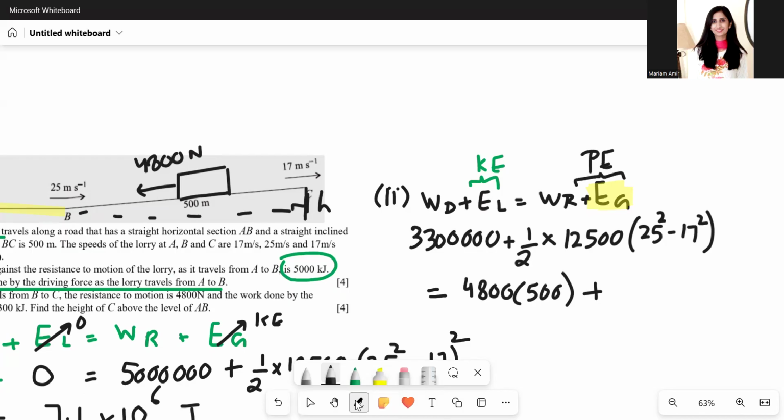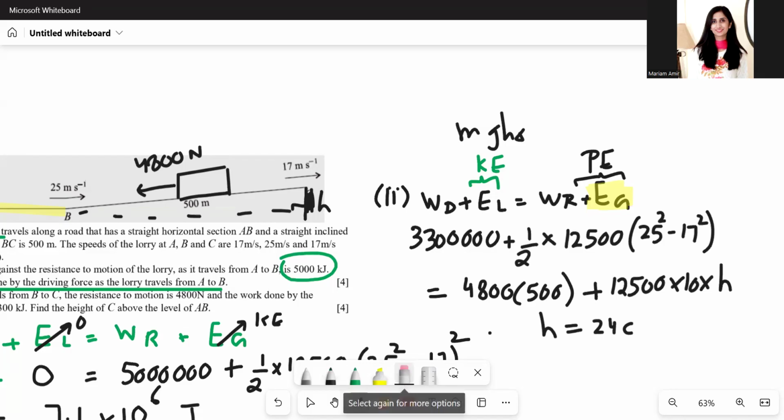So we use the PE formula here. Potential energy is mgh, where h is the difference in height. It's actually mg delta h. So m we know is 12,500, g is always 10, and change in height is going to be this height, so times h. Now you solve this and give me the value of h. Height will come out to be 24 centimeters. Sorry, is it meters? Not centimeters, meters.